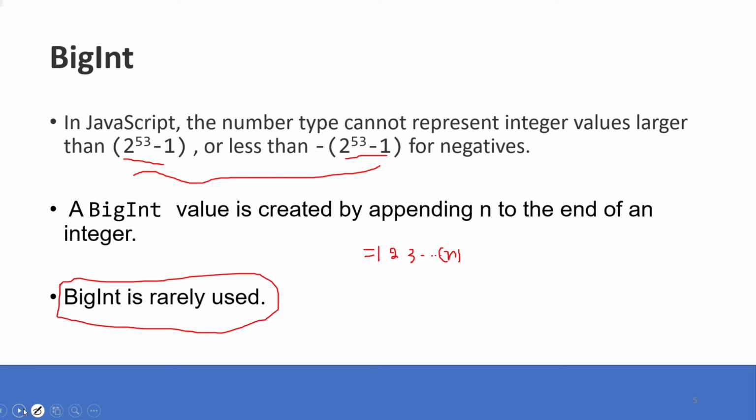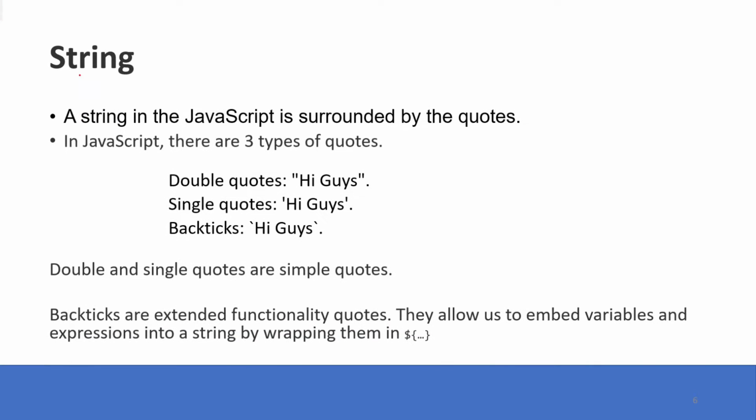We can ignore it. So now let's talk about the string. String is a very common data type. A string in JavaScript is surrounded by quotes. You could have double quotes like this, some text, or you could have single quotes like this, in the text, or also you could have backticks. We will talk about these three.